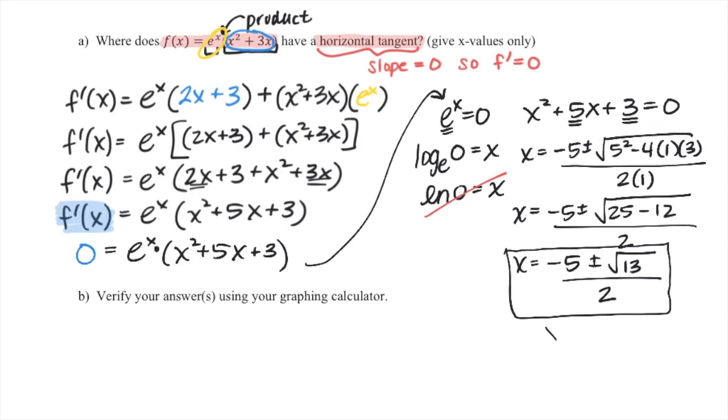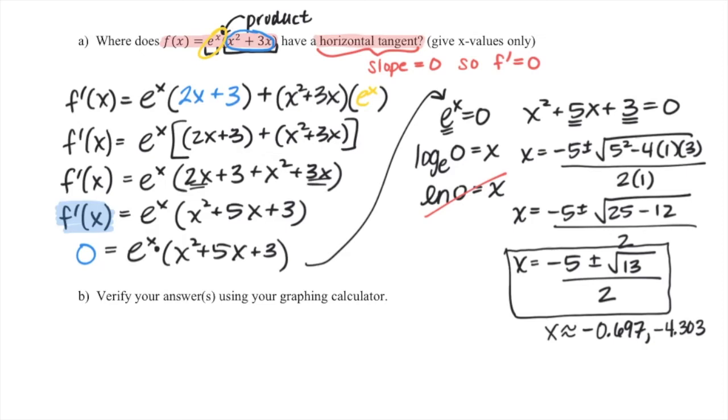And of course, if you wanted to go ahead and go to your calculator, go ahead and do that right now, and let's get the decimal approximation. And the approximations look to be about negative 0.697, and negative 4.303 if we were to include 3 decimal places.